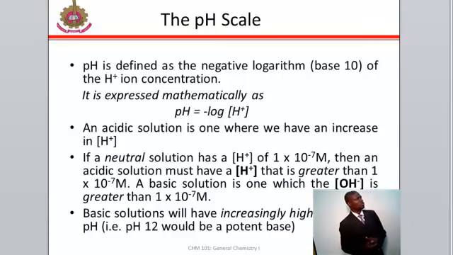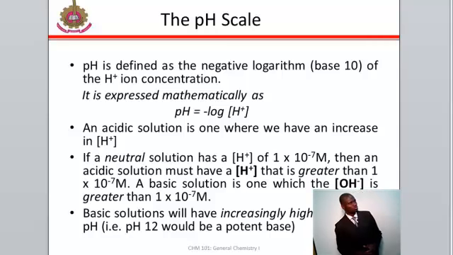And in another solution, we have an increase in that hydrogen ion. If the solution is neutral, we are saying that the hydrogen ion concentration is 1 times 10 to the power minus 7 molar. Then an acid solution must have a hydrogen ion concentration greater than 1 times 10 to the power minus 7 molar.